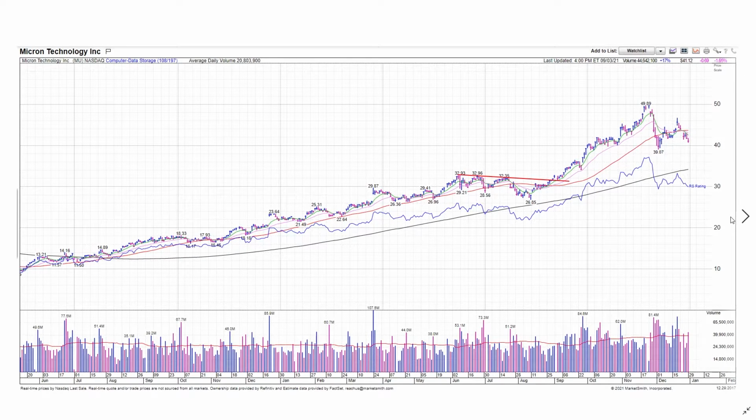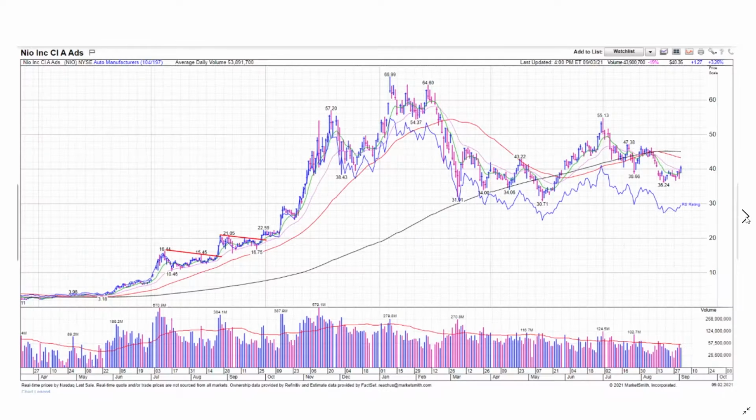Here we have MU. So MU broke out of this. This is a nice, so the longer the base, generally the more powerful the breakout can be. So that's something you want to take into account. So it breaks out here. You ride it up. You're actually stopped out right here. Actually, you're not. You're out of most of your position here, but you let the rest ride all the way up here. So worked out nicely.